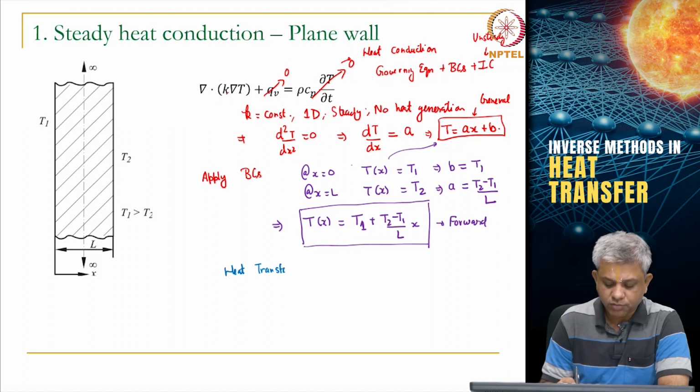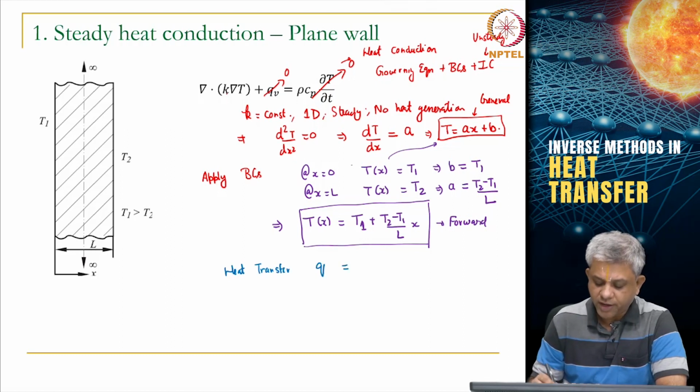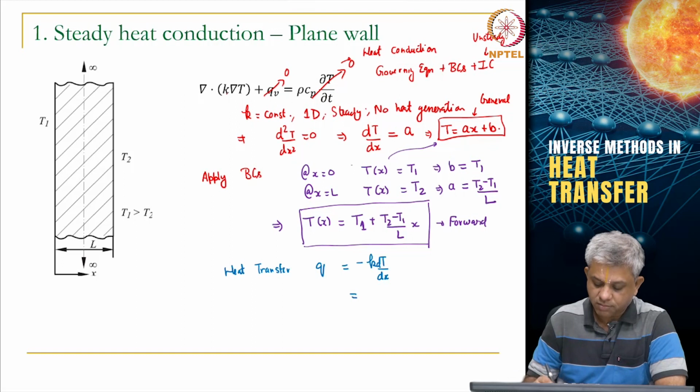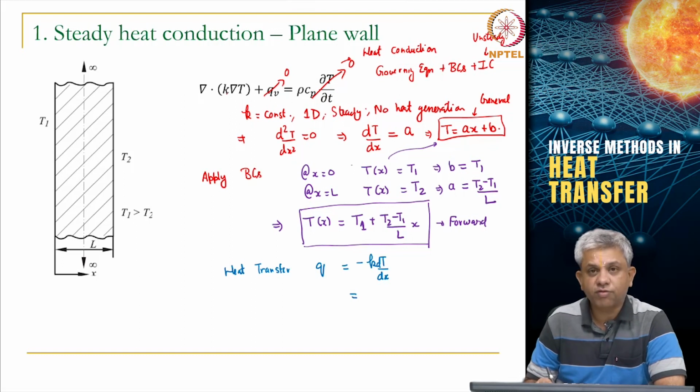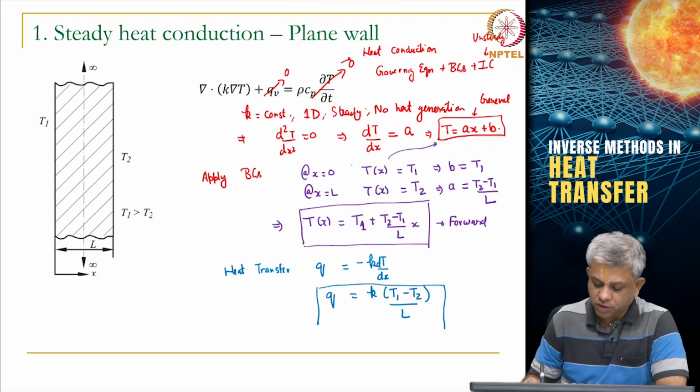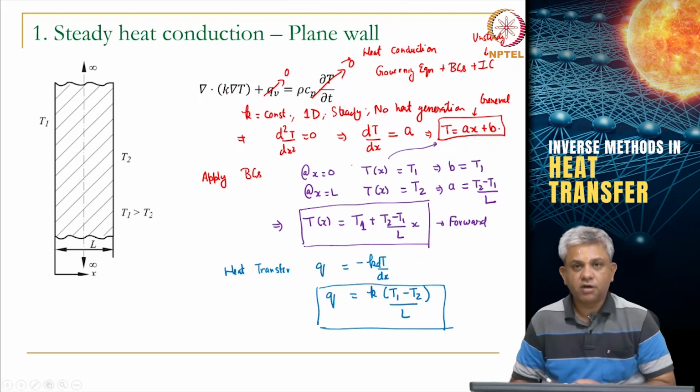So, suppose you just want Q, the heat flux, which is minus k dT/dx. In this case, Q is a constant in the entire slab. You can argue physically about why this is so. So, this gives you Q is k times (T1 minus T2) by L. Okay. So, both these in some sense are part of the forward model.